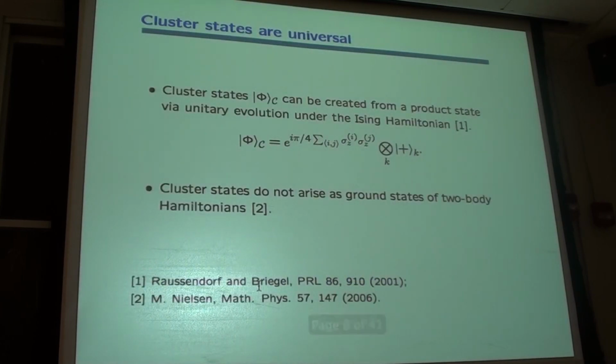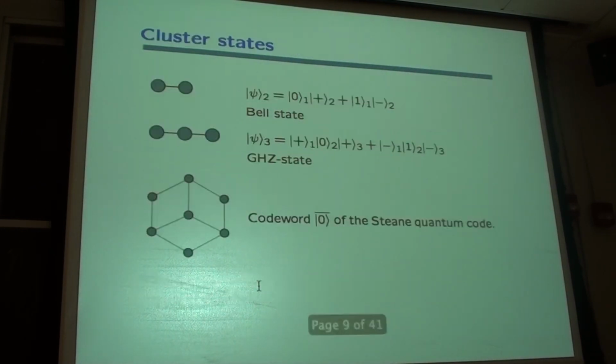Good. So let me just say one more thing about the cluster states. I will not give you a formal definition today. I just want to show you that you can efficiently create them by unitary evolution under the Ising interaction. Good, so much about them, and here you have a bunch of examples. So the Bell state is one, the GHZ state is a cluster state, and here the code word of the Steane code is also a cluster state for this funny interaction graph.